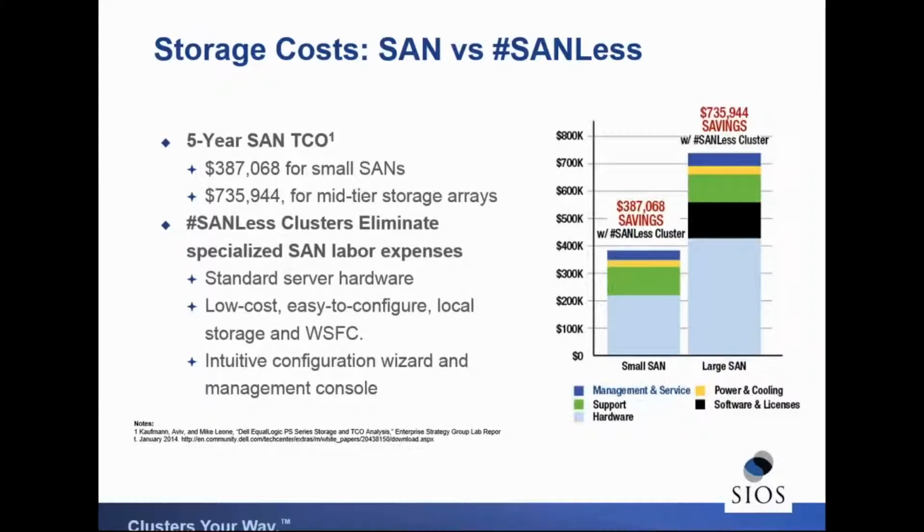So in the SANLess cluster, we eliminate those SAN labor expenses, and we use standard server hardware, the standard 2 or 4U servers you might buy to run SQL Server now. You're using easy-to-configure local storage, so we're not having to allocate SAN disks to both servers or worry about iSCSI-3 reservations. All that's handled for you. And you're using Windows Server Failover Cluster. You configure a disk, which is very easy to do, turn on replication, and it's right there for you to implement into your cluster and then install SQL Server on.